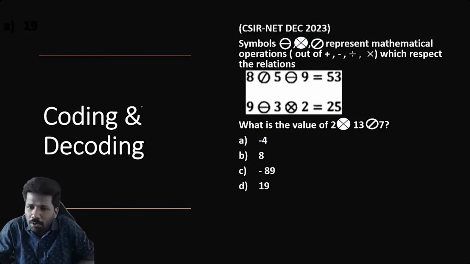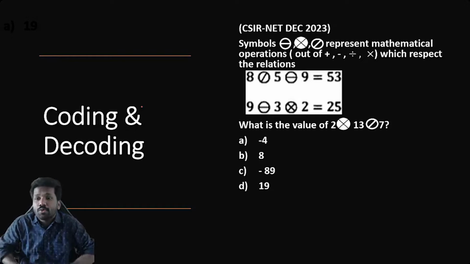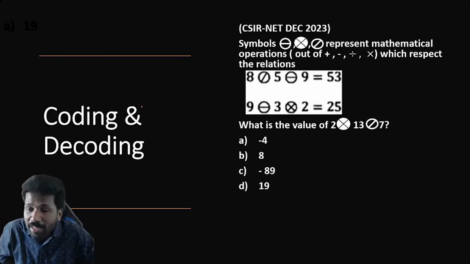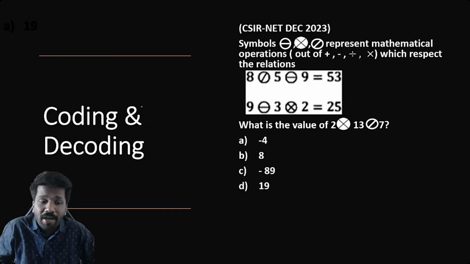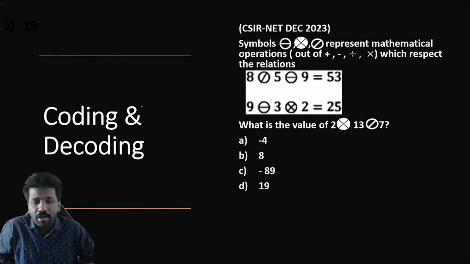Coding, decoding में बहुत सारा type का question आ सकता है. Some questions are mathematical coding, some questions are logical coding. This is an example from December 2023 CSIR-NET paper, where a mathematical coding is there. Mathematical operations be involved. That kind of coding are called mathematical coding questions.